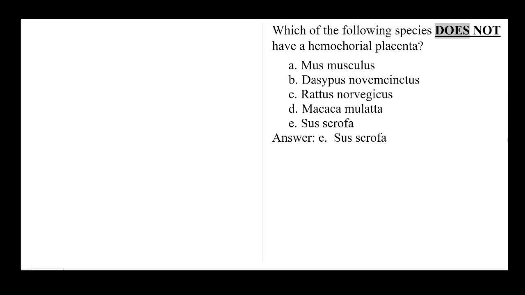Today we will discuss a question from Lab Animal Medicine. Which of the following species does not have a hemochorial placenta? Mus musculus. Dasypus novemcinctus. Rattus norvegicus. Macaca mulata. Sus scrofa. Answer: Sus scrofa.